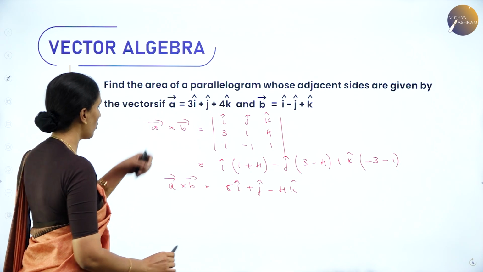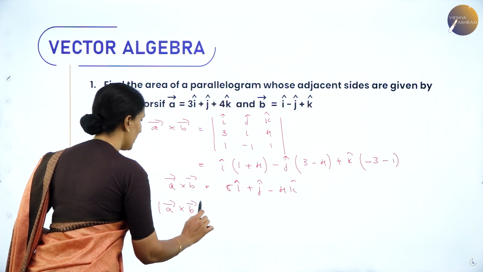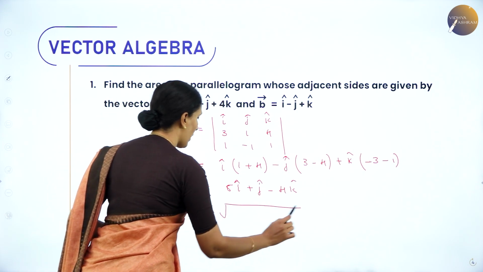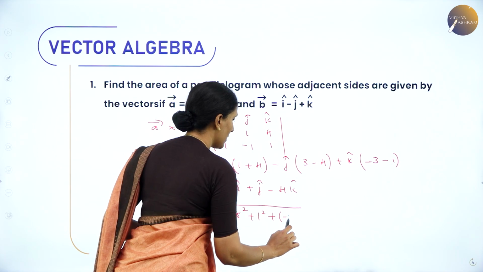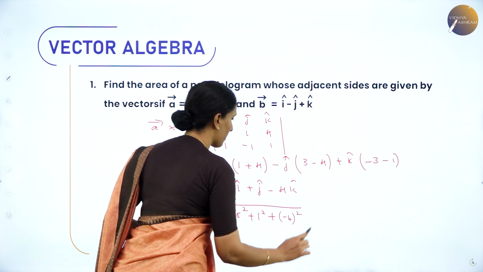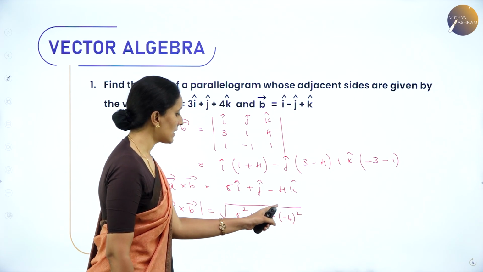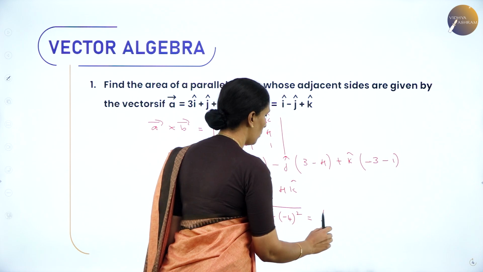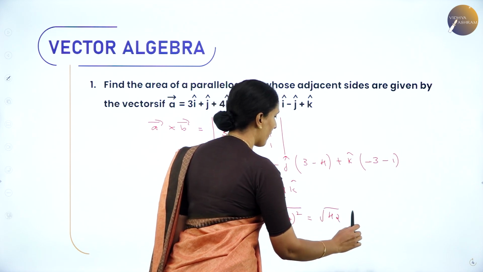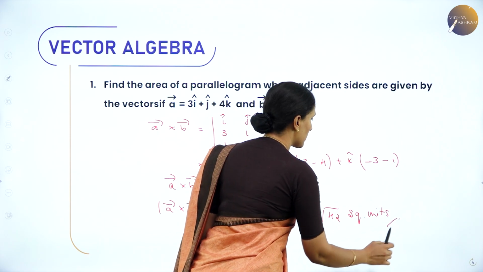Now to find the area of a parallelogram, let's take the magnitude of A cross B. So that is equal to square root of 5 square plus 1 square plus minus 4 whole square. So 25 plus 1, 26. Then 16, 26 plus 16 is root 42. Since we are writing the area, it is always in square units.